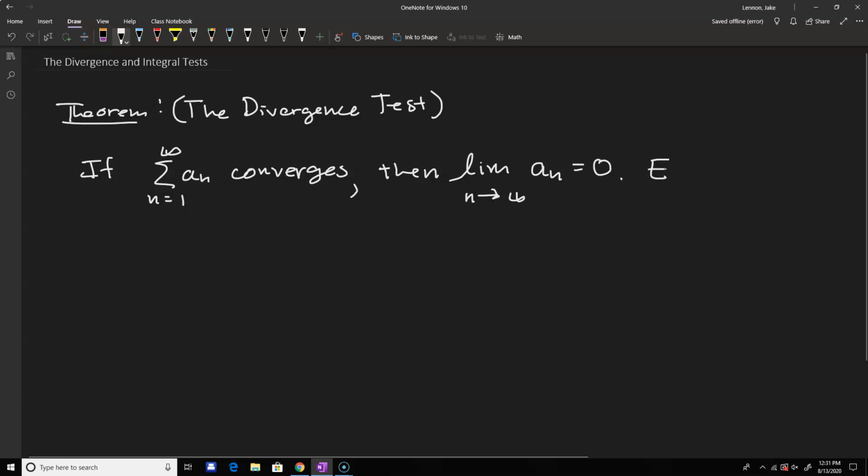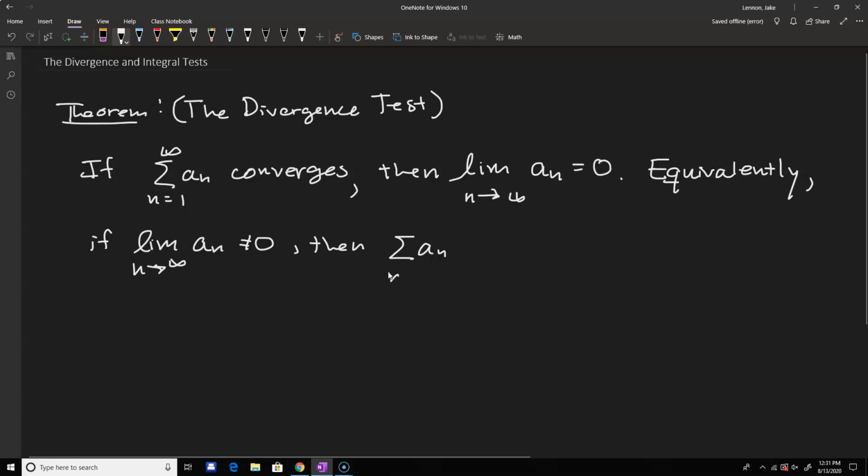So equivalently, if the limit as n goes to infinity of a sub n is not equal to 0, then this series that you're looking at diverges. So that's why this is the divergence test and not the convergence test. The limit, if it's not 0, then we know the series diverges. Otherwise, we can't say anything about the convergence. We have to use other means to try and figure out if it converges.